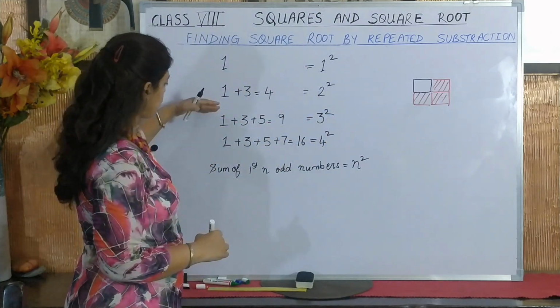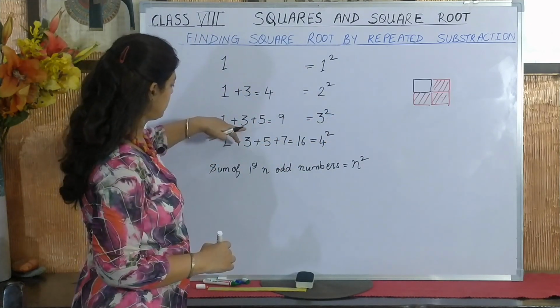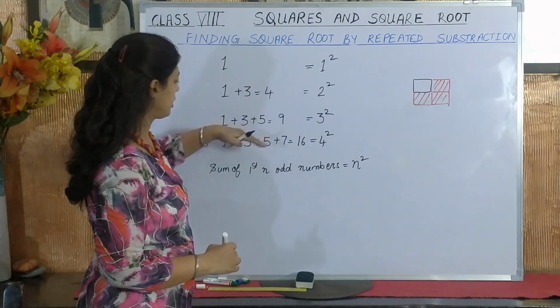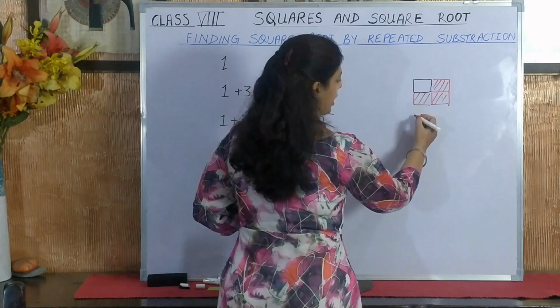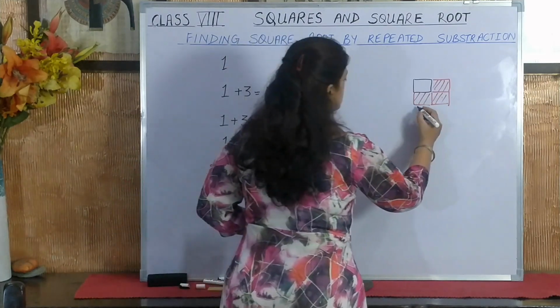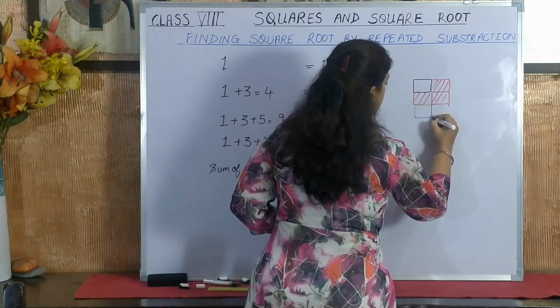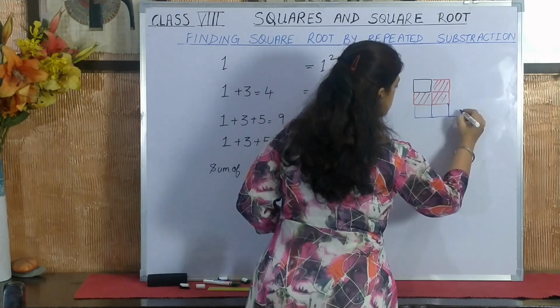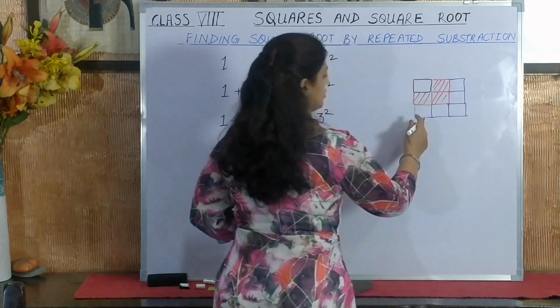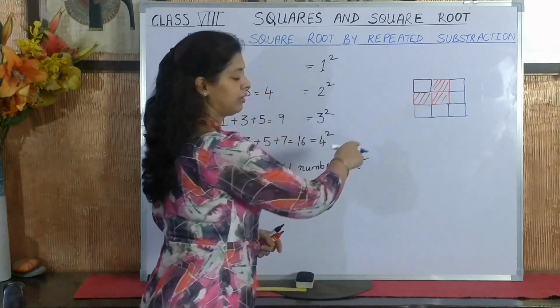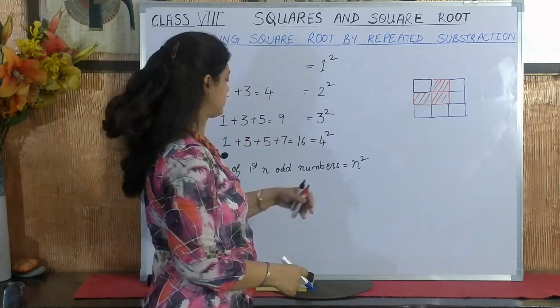Now to visualize the sum of the first 3 consecutive odd numbers, 1 plus 3 plus 5, 1 is already there, 3 I have added, now I am adding 5. So this can be shown as drawing another 5 squares. So this gives me a 3 by 3 square, which is 9 squares.